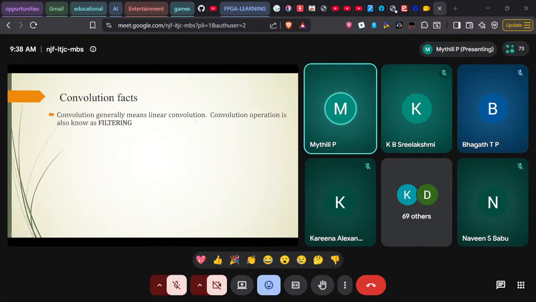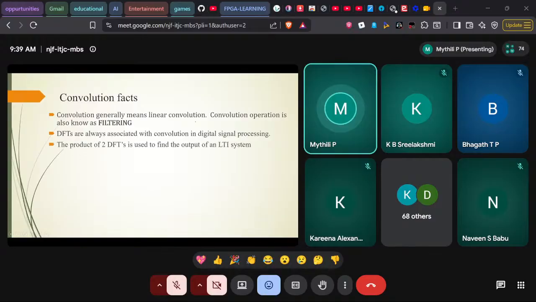So these are some of the convolution facts which we have already seen. Repeatedly I'm telling you these words are interchangeable. Convolution generally means linear convolution, and the convolution operation is also known as filtering. DFTs are always associated with convolution in digital signal processing. The product of 2 DFTs is used to find the output of the LTI system, and the fastest method to perform convolution is using the FFT algorithm.